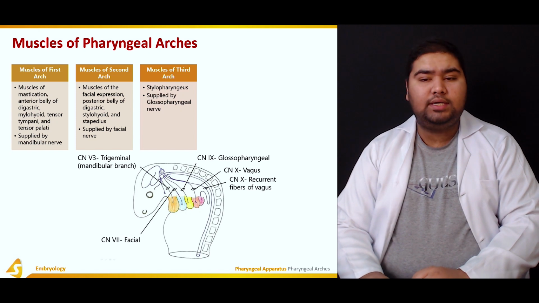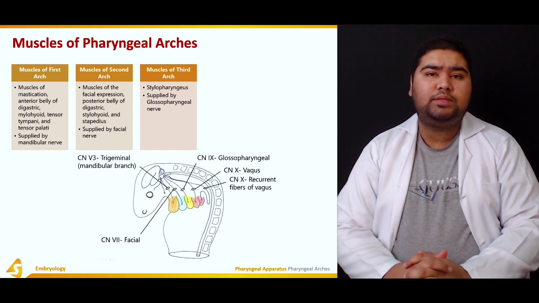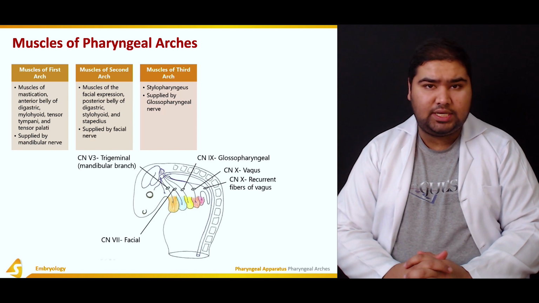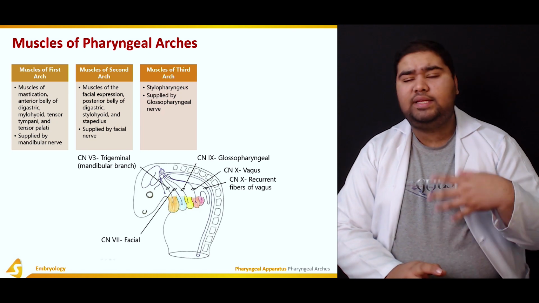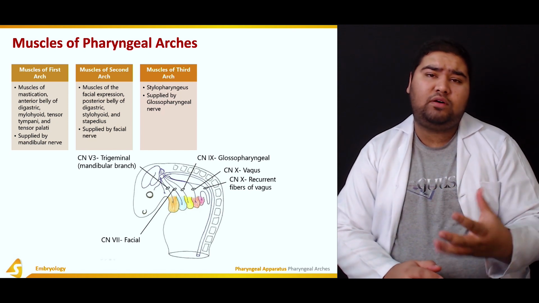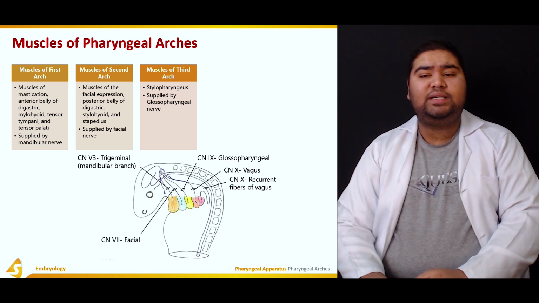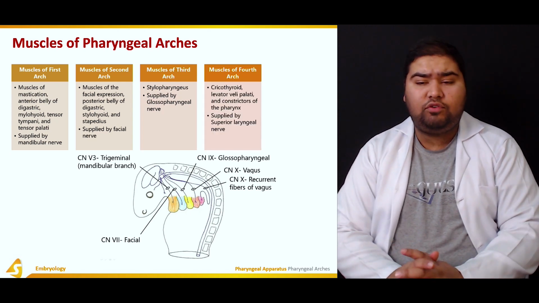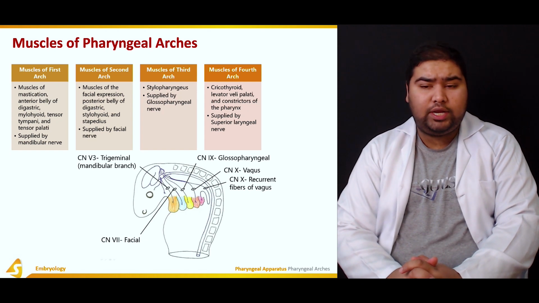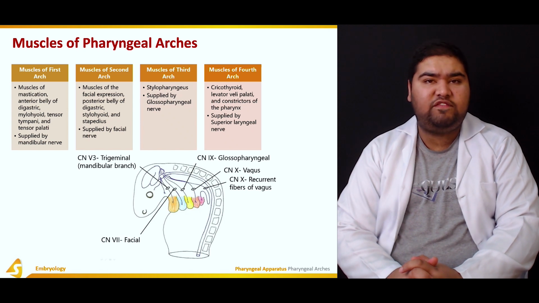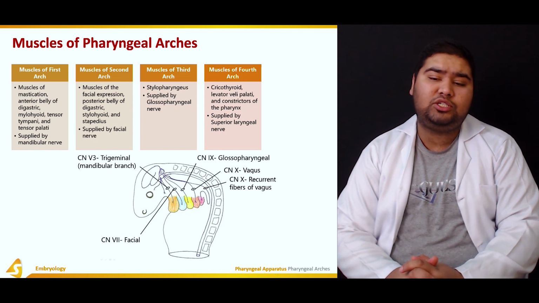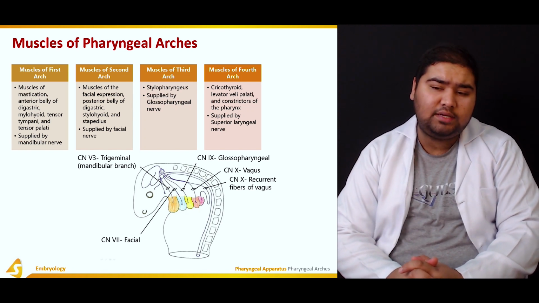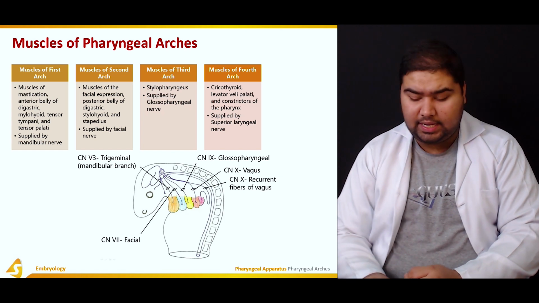Now the muscles of the third arch. The only muscle formed by the third arch is stylopharyngeus, and the stylopharyngeus muscle is supplied by the glossopharyngeal nerve, which actually supplies the contents of the adult pharynx. So muscles of the fourth arch include the cricothyroid muscle, the levator veli palatii, and constrictors of the pharynx. It is supplied by the superior laryngeal nerve. Superior laryngeal nerve is a branch of the vagus nerve, which is cranial nerve 10.